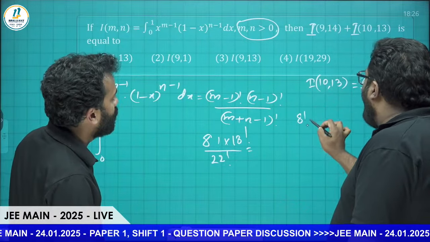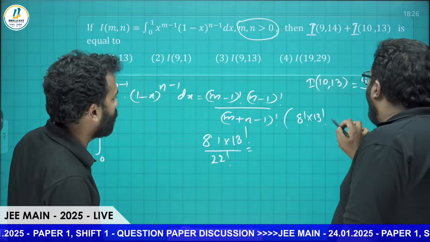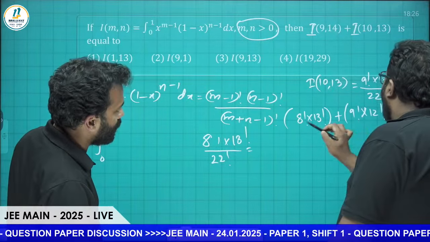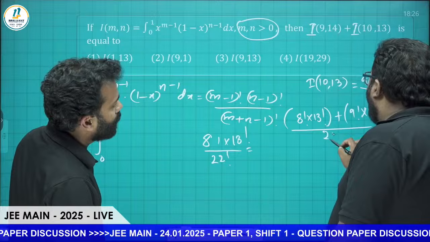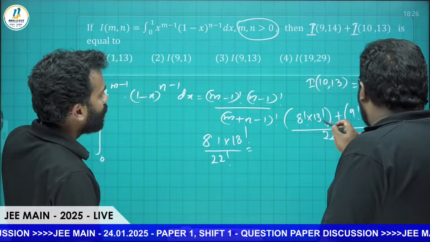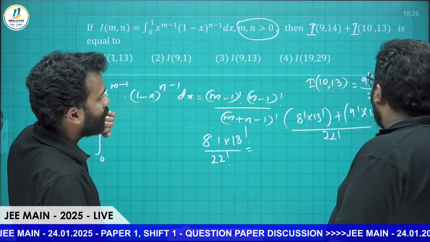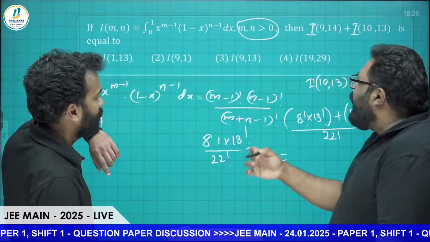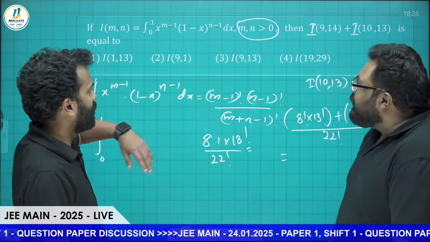So it's going to be 8 factorial into 13 factorial divided by 22 factorial plus 9 factorial into 12 factorial divided by 22 factorial. My dears, it's again very similar. You can take 8 factorial into 13 factorial as common, and if you simplify it, you get the answer. The rest you can do, my dears.